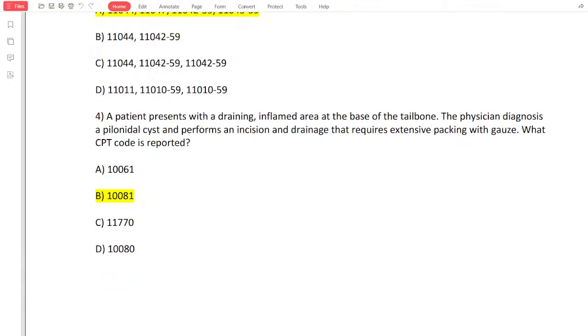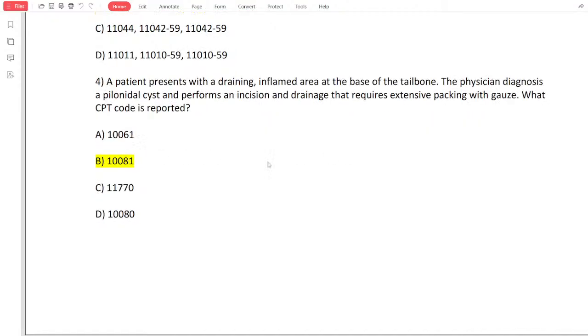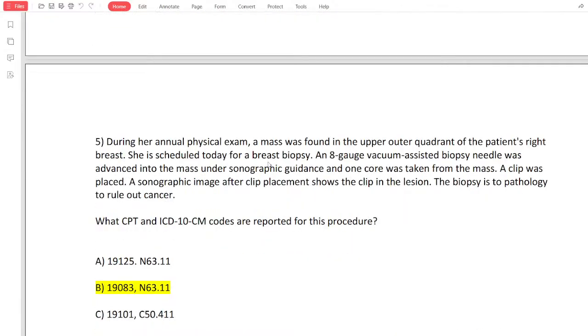Next is a patient presenting with a draining inflamed area at the base of the tailbone. The physician diagnoses a pilonidal cyst and performs an incision and drainage that requires extensive packing with gauze. What CPT code is reported? 10081 is the correct answer. This is for the pilonidal cyst and performing an incision and drainage.